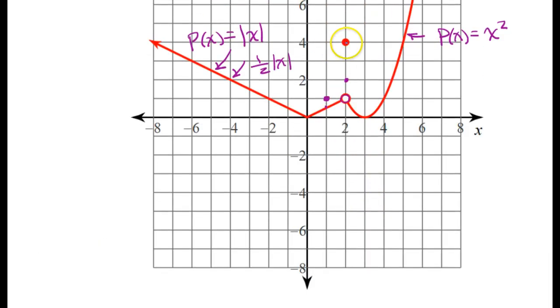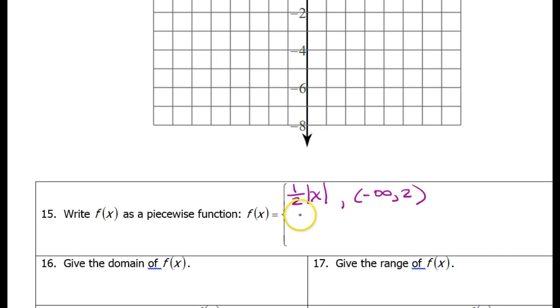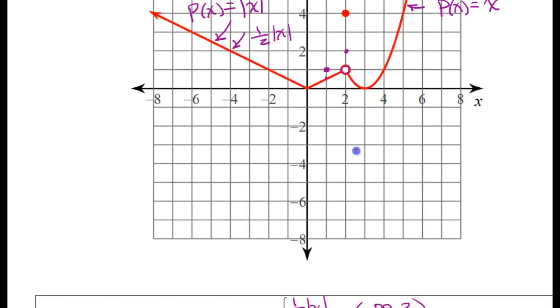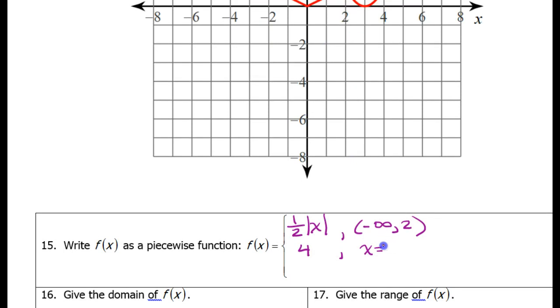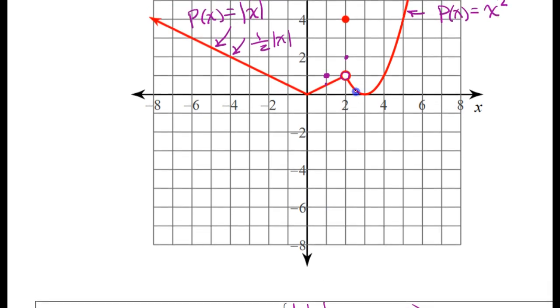Alright, now I see that we have a single dot here. We need to get that into the piecewise function. Okay, so this dot is simply a value of 4. So we can say that the function will simply equal 4 when x equals 2. All right, that's not an interval, so I'm just going to say when x equals 2. Okay, and now the parabola.